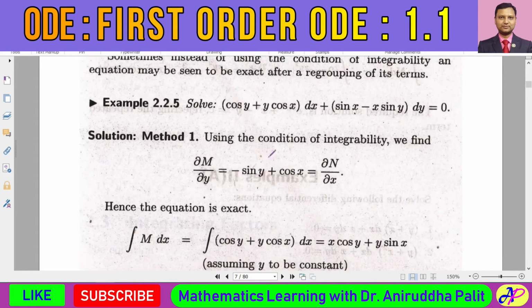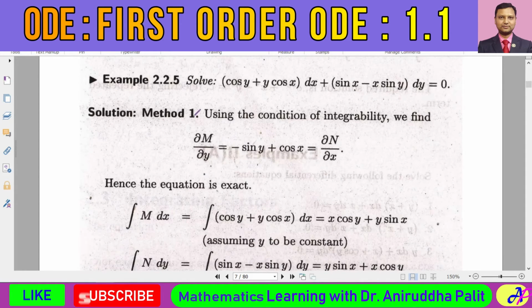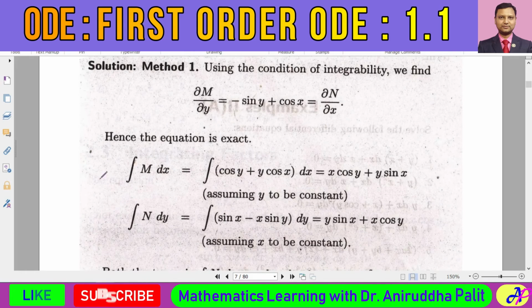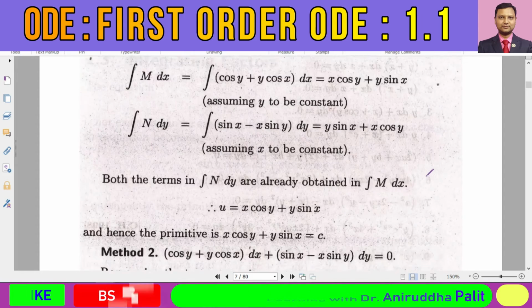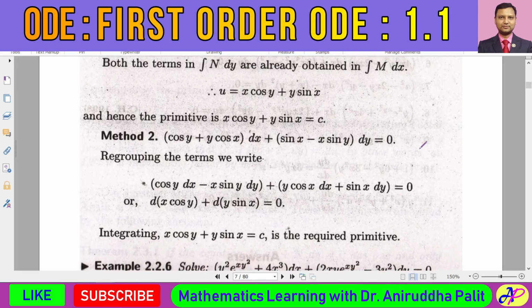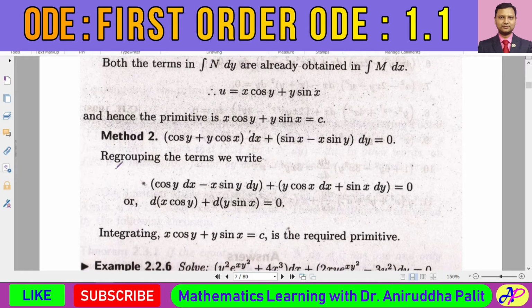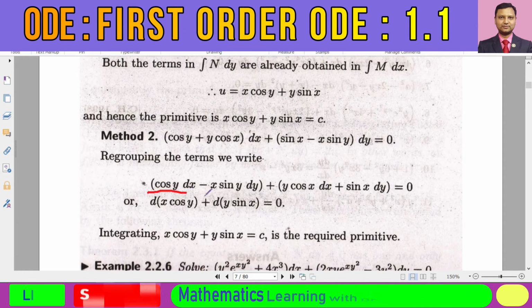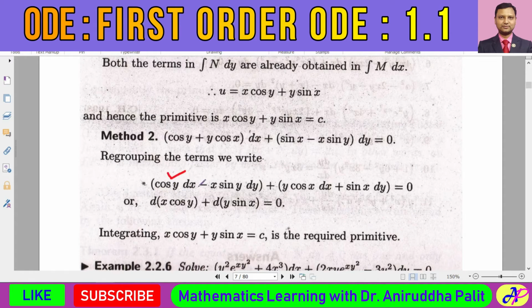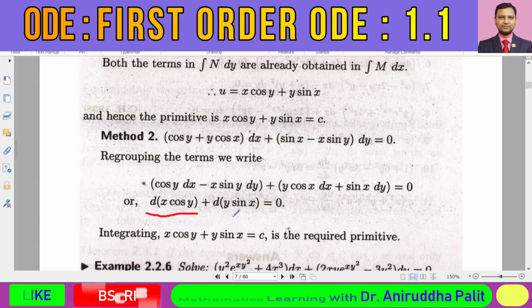Over here, some other examples are also provided. You can go through this kind of examples, and you see this is the first step-by-step technique that I have demonstrated earlier. And in this second method, method number 2, they have just used this kind of grouping technique, just by identifying that cos y dx and x sin y, these two together can be written in the form of the differential of x into cos of y, and similarly the remaining terms can also be written as the differential of y into sine of x.